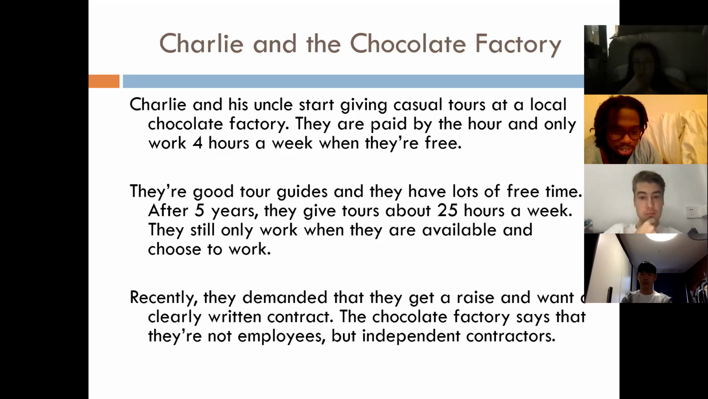Can the bosses tell them what to do? Like give a tour of this room, but don't give a tour of that room, things like that. Yeah, they can tell them what to do. Can they tell them how to do it? Like you must work every Monday, Wednesday, Friday. No, they work when they choose to work. Are they employees? No, they are independent contractors. Correct. They are independent contractors.